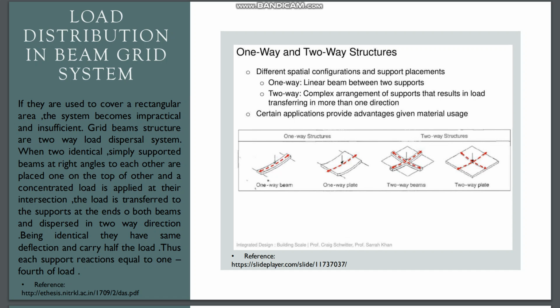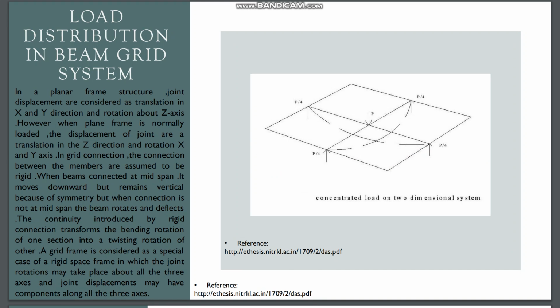Grid beam structures are a two-way load dispersal system. When two identical simply supported beams at right angles to each other are placed one on top of the other, and a concentrated load is applied at their intersection, the load is transferred to the supports at the ends of both beams and dispersed in two-way direction. Being identical, they have the same deflection and carry half the load. Thus, each support reaction equals 1/4 of the load. Here is also a picture that shows the load on a two-dimensional system.